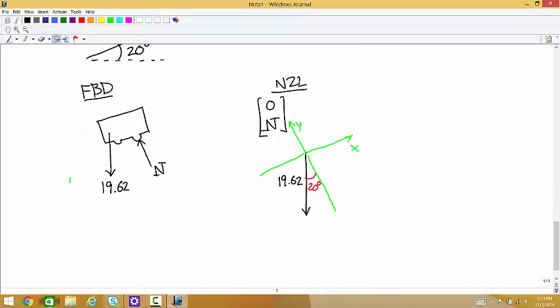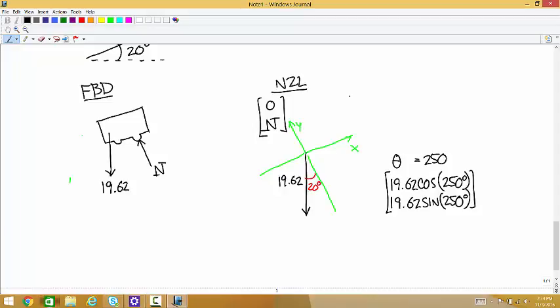Okay, so the angle here is 250. And so the weight force is 19.62 times the cosine of 250, 19.62 times the sine of 250. Can someone multiply those out for me? I don't have that here. Negative 6.71. 18.44. Thanks.